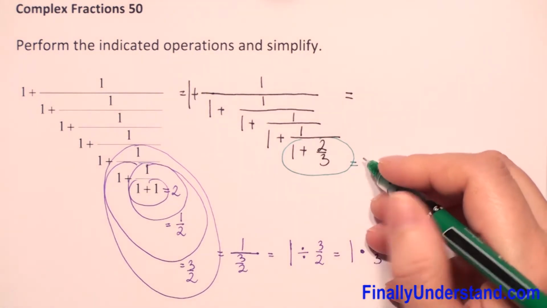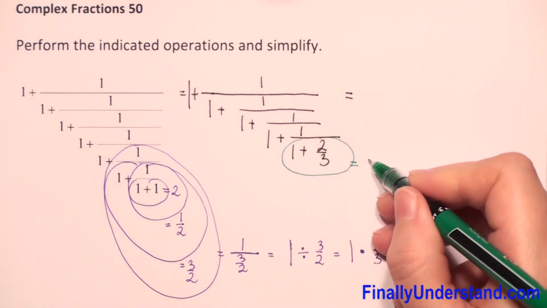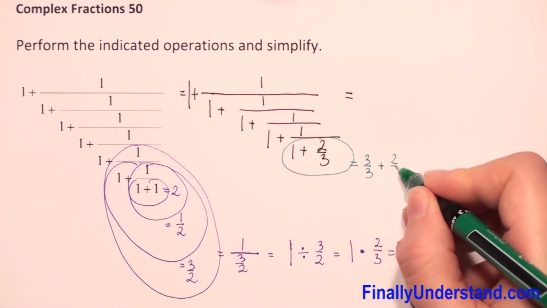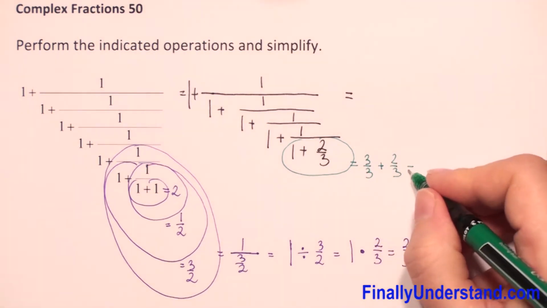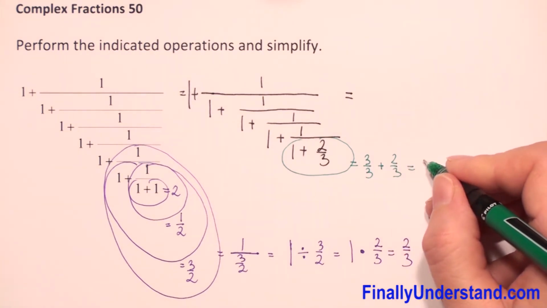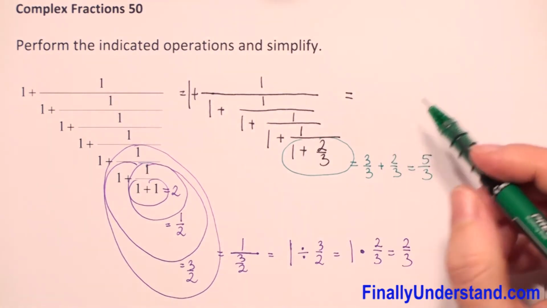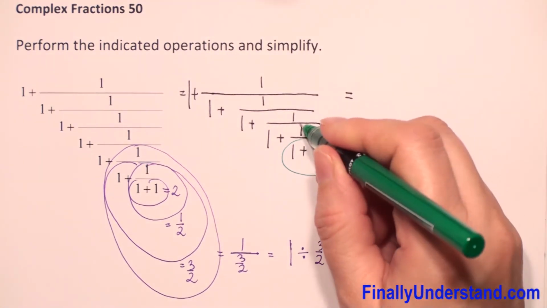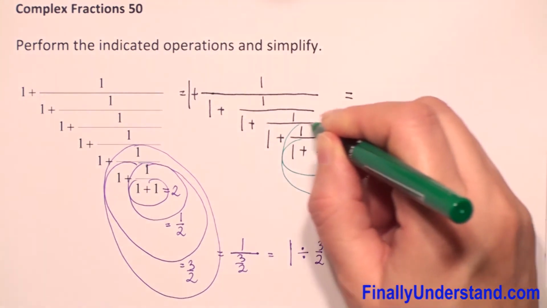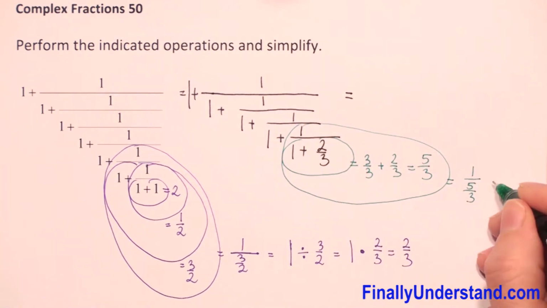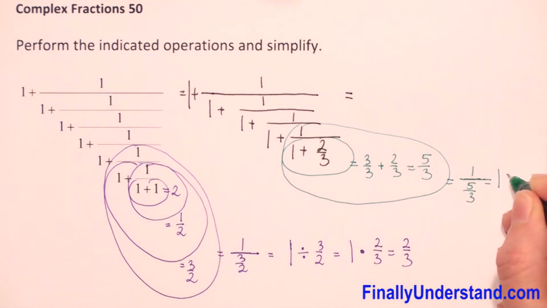We can rewrite that 1 as 3 over 3 plus 2 over 3. We have the same denominator, so we add numerators. 3 plus 2 is 5 over 3. So now we have here 1 over 5 over 3. So this is equal to 1, this is the fraction bar, divided by 5 over 3.